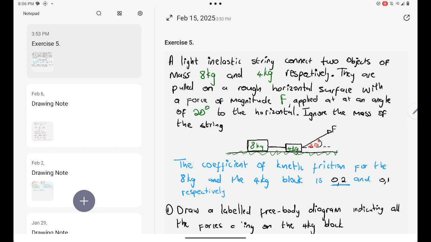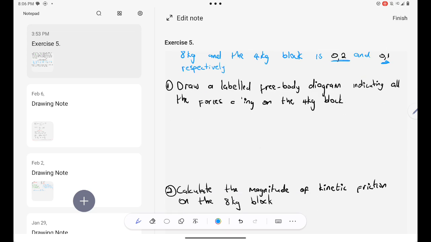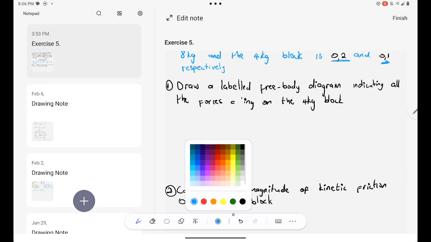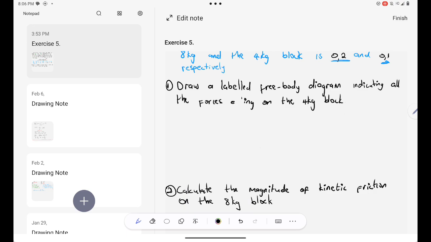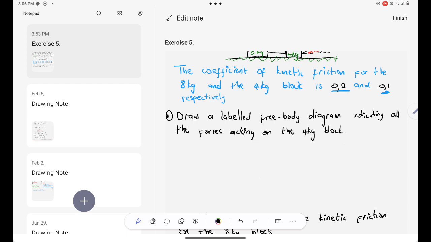We must ignore the mass of the string, okay? And then we are told that the coefficient of friction for the 8 kg and the 4 kg block is 0.2 and 0.1 respectively. Okay, we must draw a labeled free body diagram showing all the forces acting on the 4 kg block.